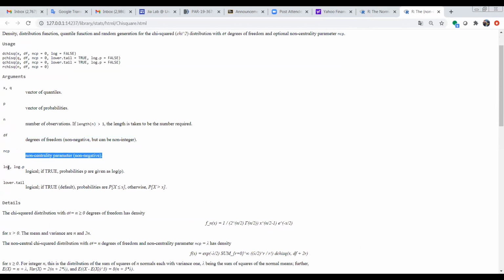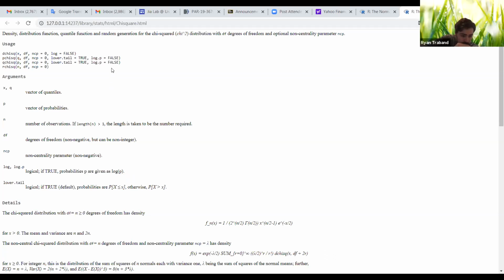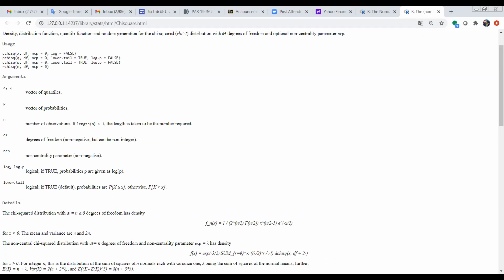Let's look at here. log.p is a logical, whether yes or no, that is whether the probability p is given as log p or not. Usually I don't worry about this. I just put the default there, or I do not even specify it because I use the default. So log.p is false, so we use the original p, not the log p.